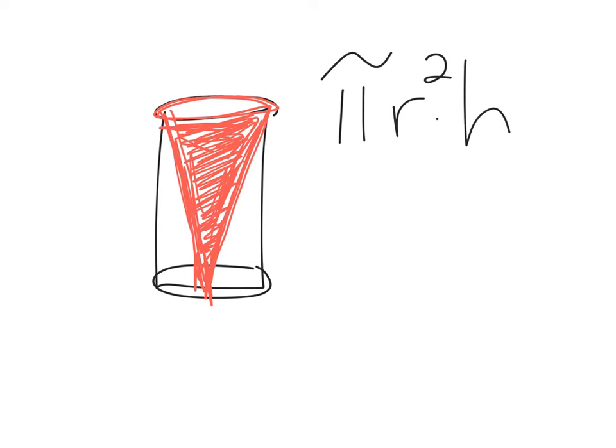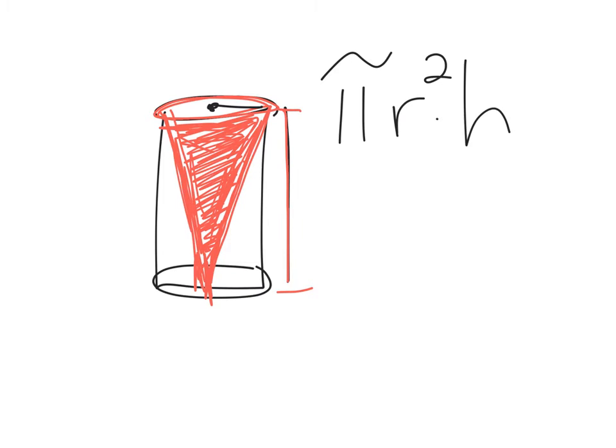It's the same thing, because you're still going to have a radius here. Okay? You're still going to have that radius, and you're still going to have the height. The height of your cone, let me do this in red too, the height of your cone is still going to be the same height as your cylinder.